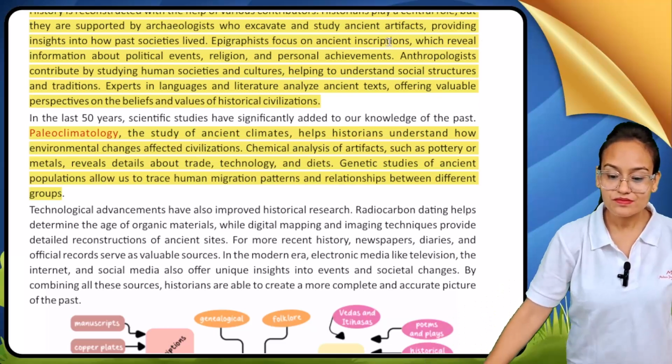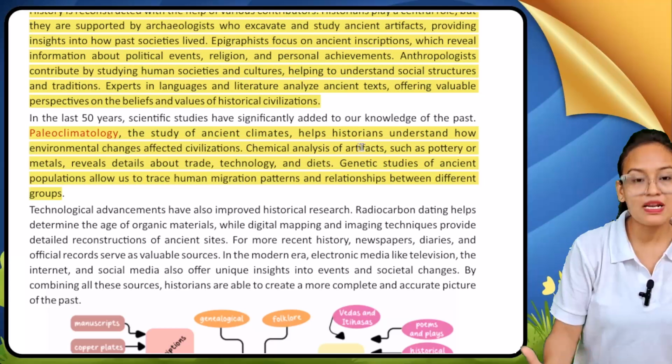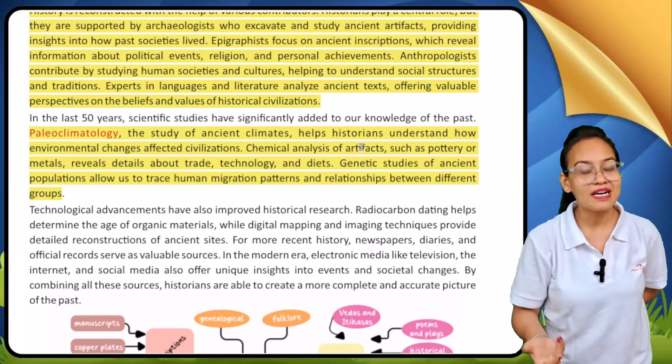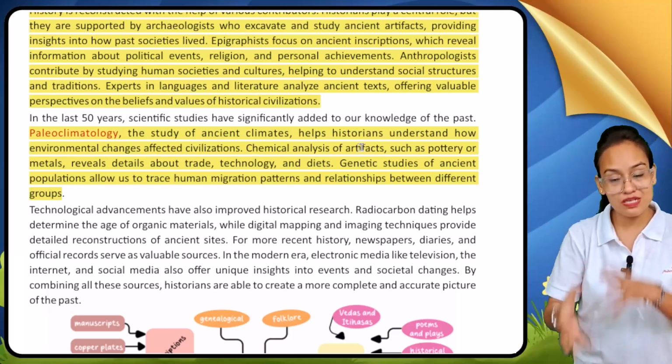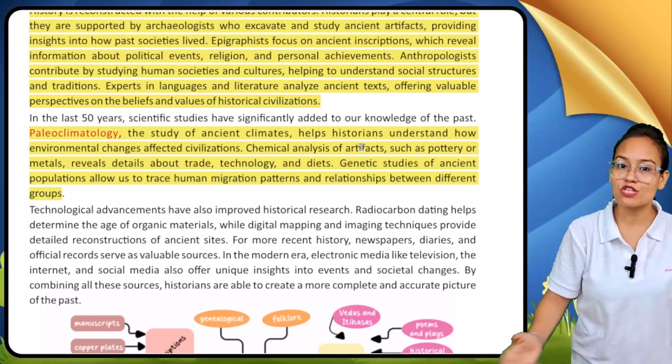Chemical analysis of artifacts. The available artifacts, like pottery and metal, go through the process of chemical analysis, to find out what kind of metals were used in making these utensils. Through this we can also gather information about our past.